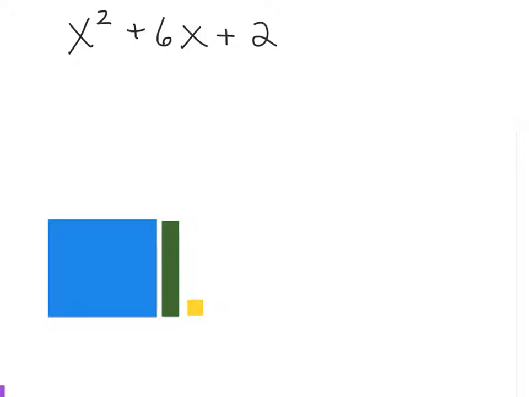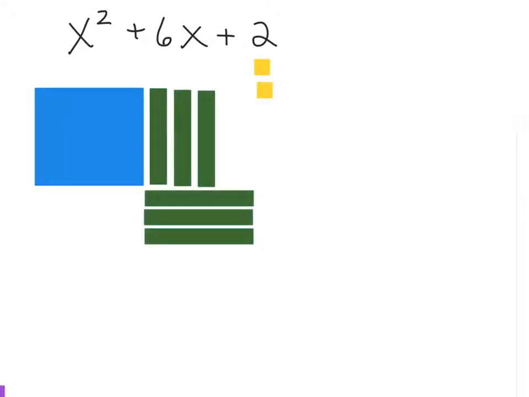All right, we're going to try it one more time just so that you can see it again. So we're going to create this equation first using our tiles. Okay, so we have our x squared, we have our x's, so we have 6 of those, and then we have our 2 1s. So now we're going to arrange these pieces to try to build a perfect square.